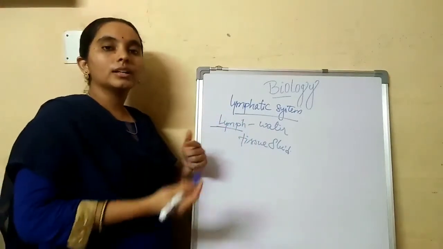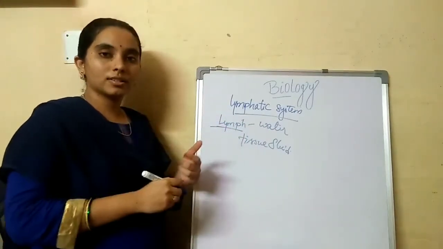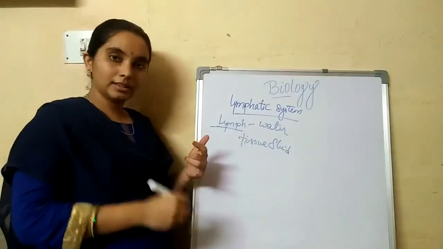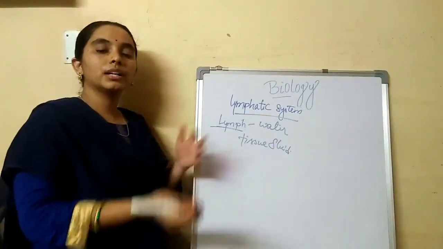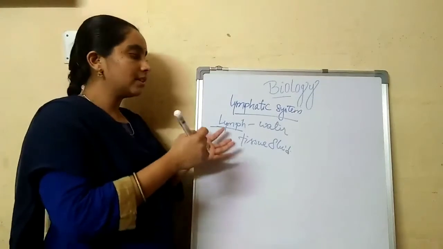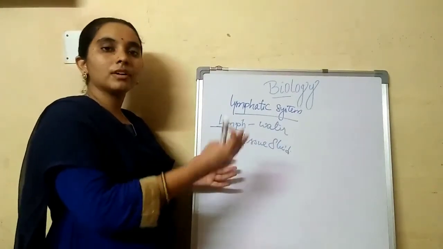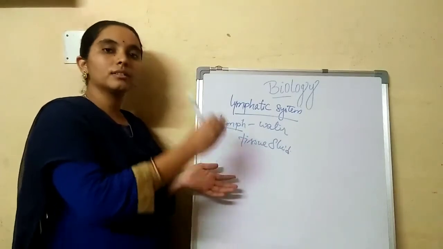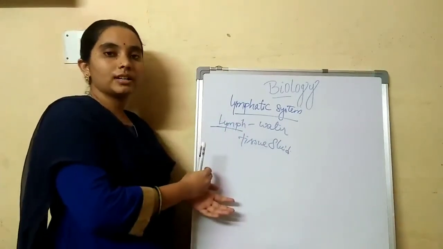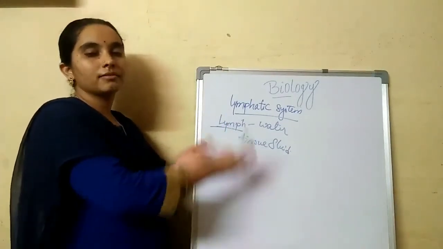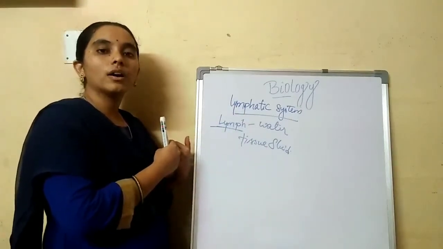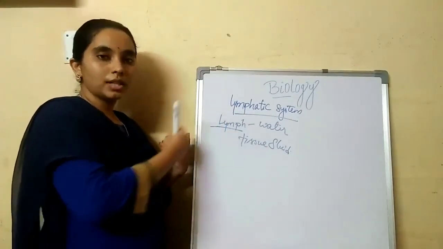And also the nutrients or the oxygen that is present in the blood has to be given to the tissues. The same way as it takes the waste products, blood transports the nutrients or the oxygen to the lymphatic system. Now this lymphatic system will give the oxygen or the nutrients to the tissues.